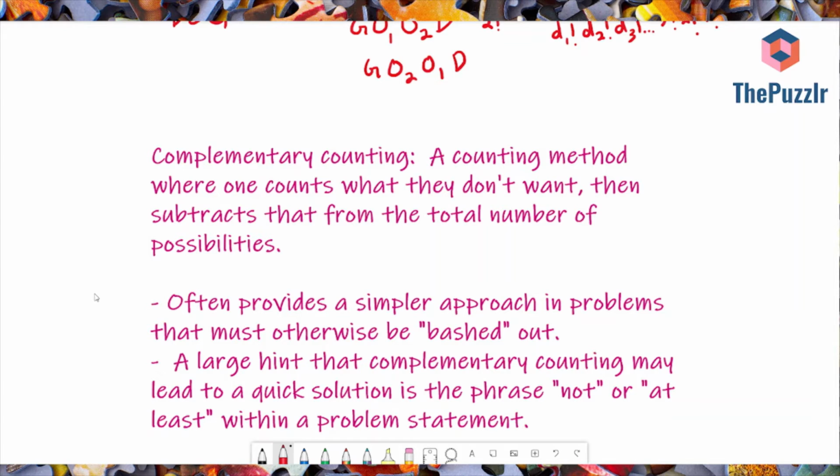For example, if it says at least one, how many ways can you get at least one head out of 5 flips? Well, you can just see how many total coin flip outcomes there are, and then subtract the number of ways that you get 0 heads, and you get your number of ways.